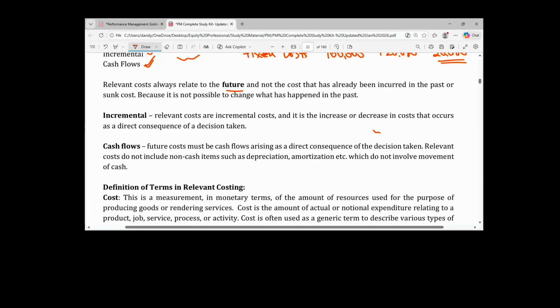And the third one is cash flow. Relevant costs are future cash flows. They are cash items arising as a result of the decision taken. So this simply means that any non-cash item or notional cost like depreciation, amortization, or provision are not relevant and should be ignored. Why? Because they are not cash items. They do not involve movement of cash. The examiner can ask you to explain the underlying principle of relevant cost, or they can call it attribute or quality of relevant cost. So you should be able to say something.